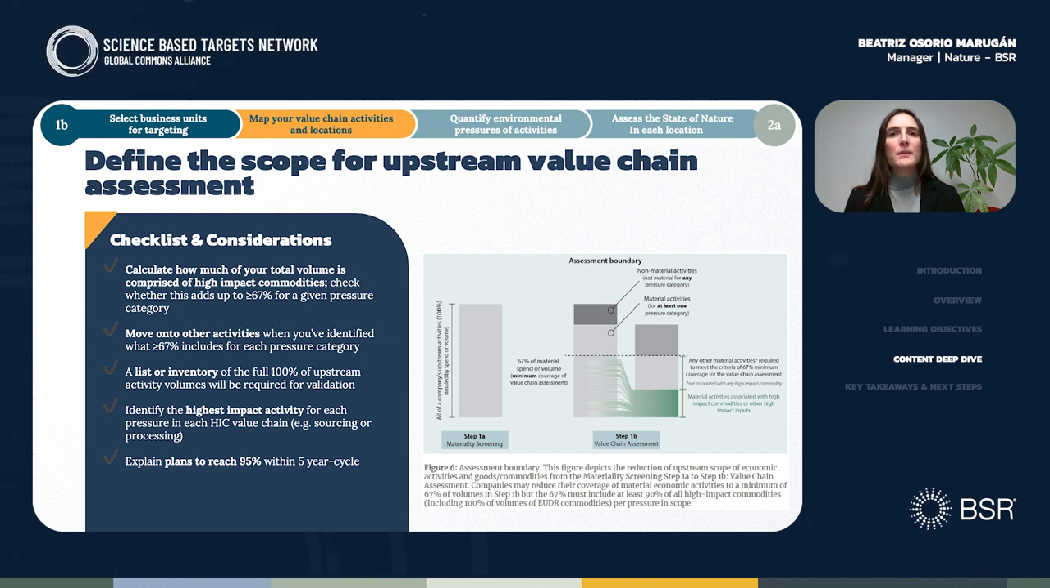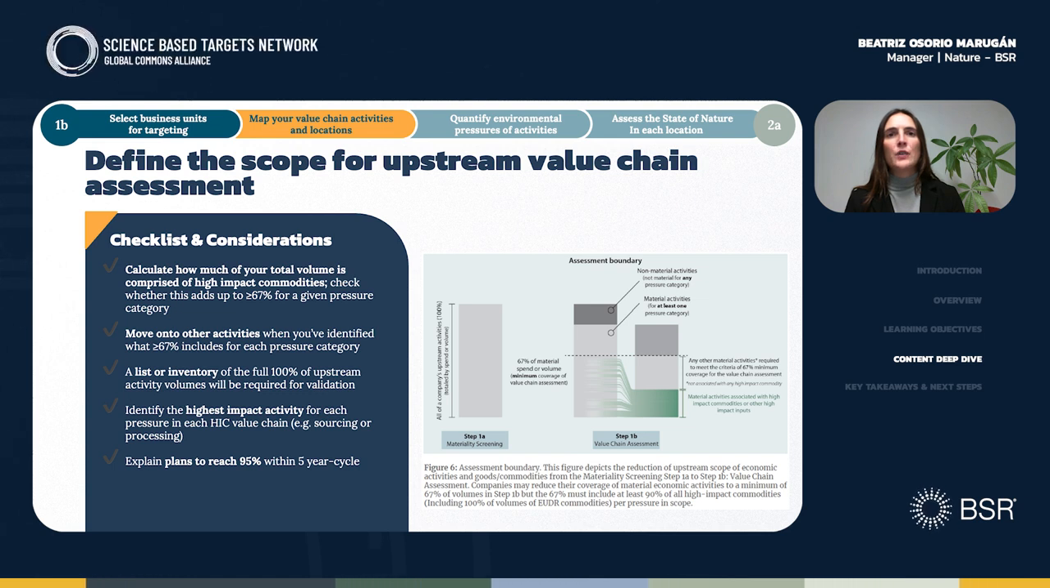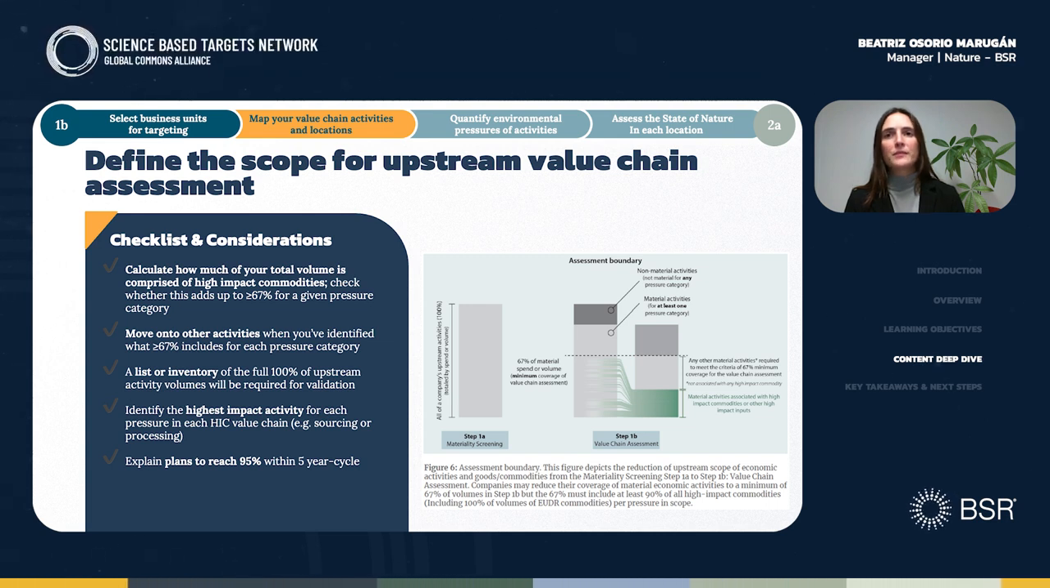For companies that source animal-derived products such as leather, eggs, meat, or dairy, they need to account for and include in their assessment any EUDR-listed commodities found or estimated to be found in the animal feed used to produce these products. Aside from the 100% of EUDR-listed commodity volumes, all companies must assess 90% of that high-impact commodity volumes. Those will contribute to the 67% threshold as mentioned earlier, so it's best to first calculate what proportion of your upstream procurement comes from them and to prioritize those high-impact commodities in the assessment. For high-impact commodities, companies need to assess the pressures associated with the most impactful value chain stage for the pressure category they are assessing.